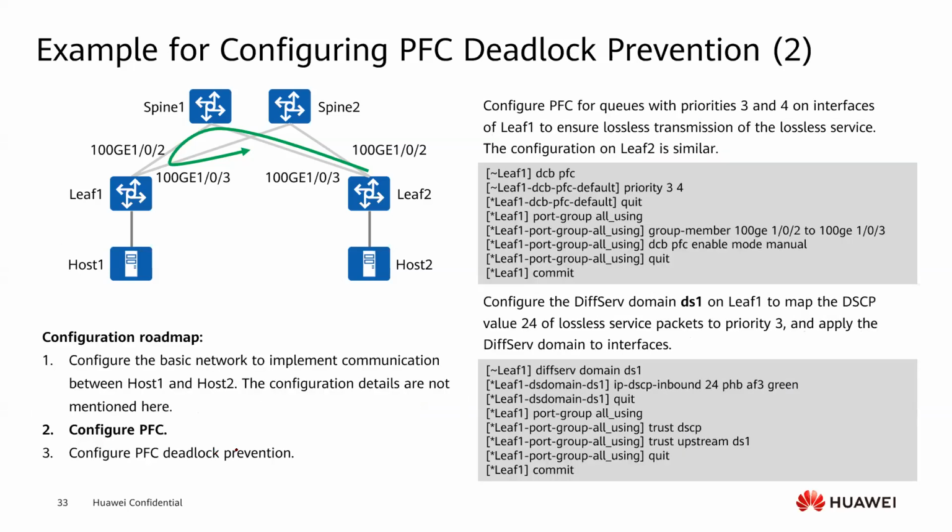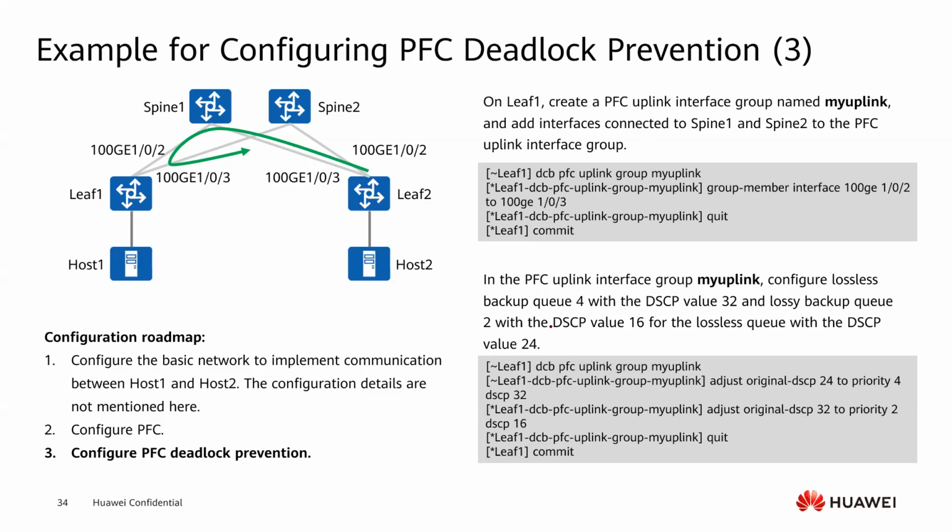Okay. We see the configuration roadmap. This page shows configuring PFC. We enter the DCB PFC view, configure priority 3 and 4, and enable the PFC function. And we create a port group, and then we make the DSCP mapping.